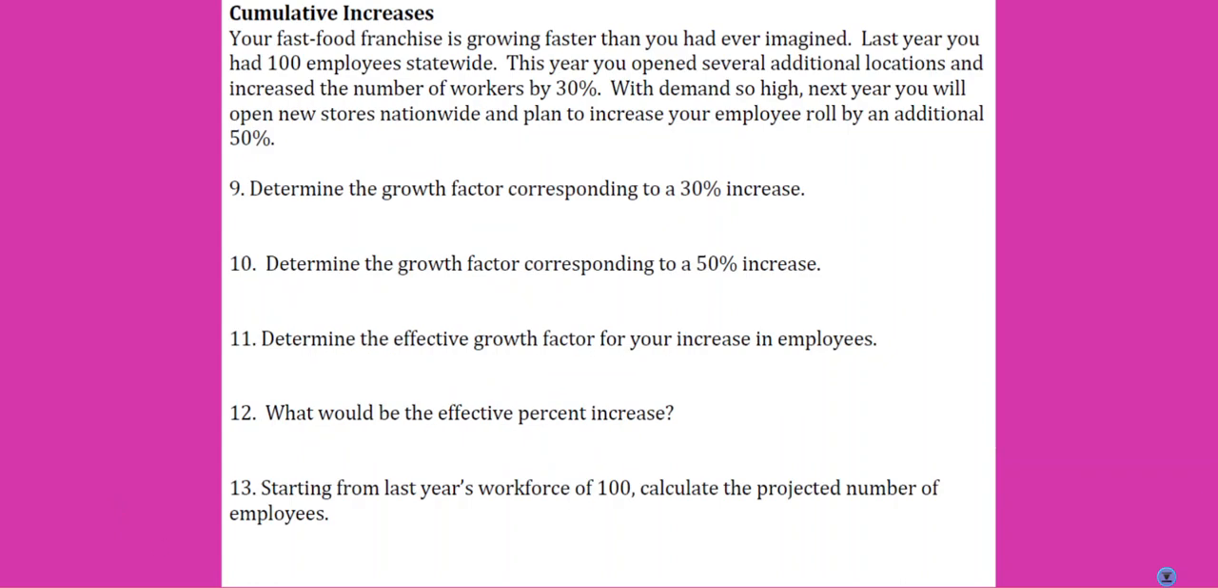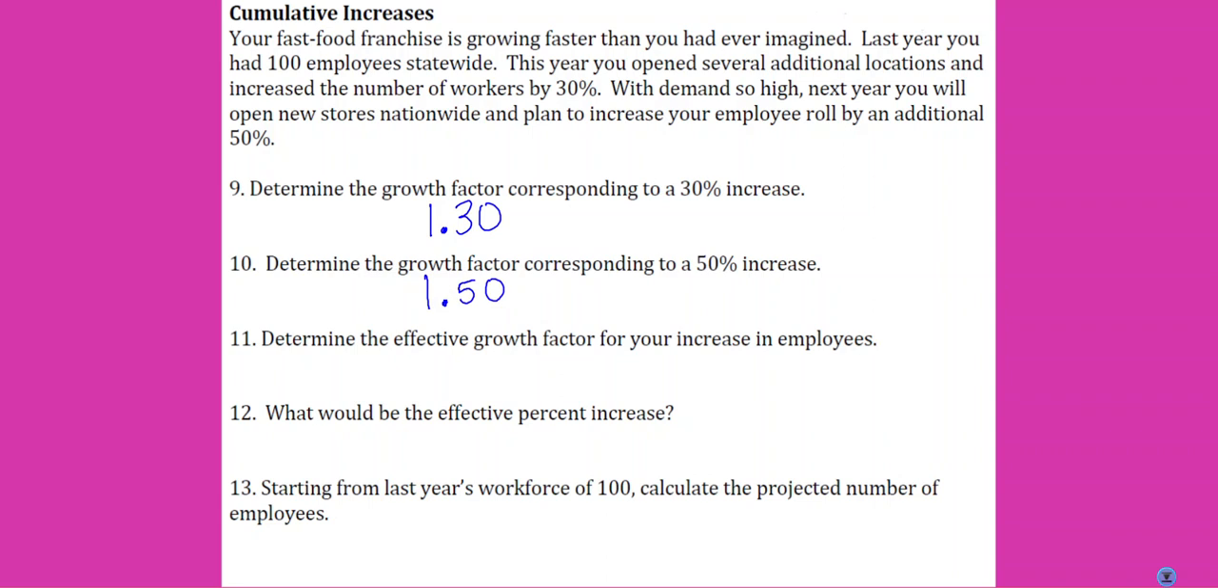So what about cumulative increases? Those previous two problems were cumulative decreases. So your fast food franchise is growing faster than you had imagined. Last year you had 100 employees statewide. This year you opened several additional locations and increased the number of workers by 30%. With demand so high, next year you will open new stores nationwide and plan to increase your employee roll by an additional 50%. The growth factor corresponding to a 30% increase would be 1.30, because we do 100 plus the increase. The growth factor for a 50% increase would be 1.50.